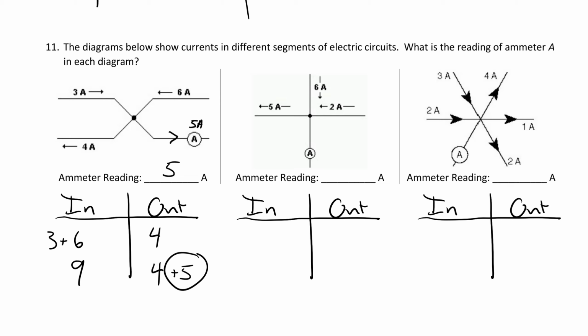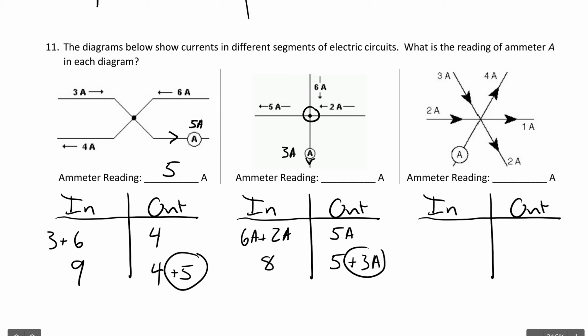Okay. For this second one, how many are coming in? 6 amps plus 2 amps coming into that point. At this point here, these 2 arrows are pointing towards that junction, and then 5 amps is pointing away from that. So there's 5 amps away. So what's 6 plus 2? That's 8 total coming in. There's only 5 going out. So we have to add 3 amps. That's what current in ammeter A is reading. 3 amps going out. It's like a balancing act, okay?